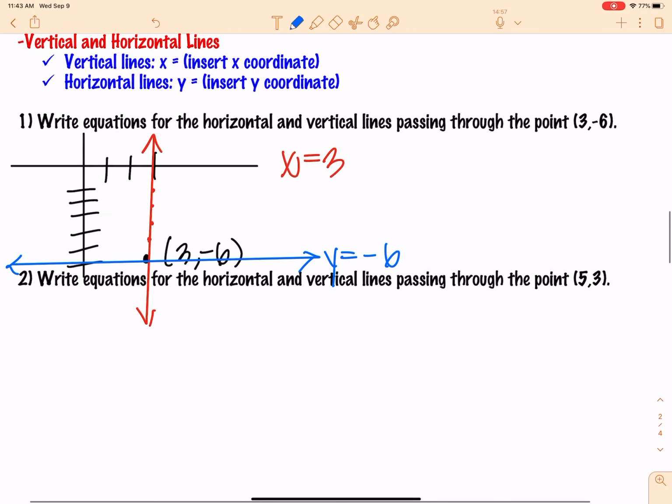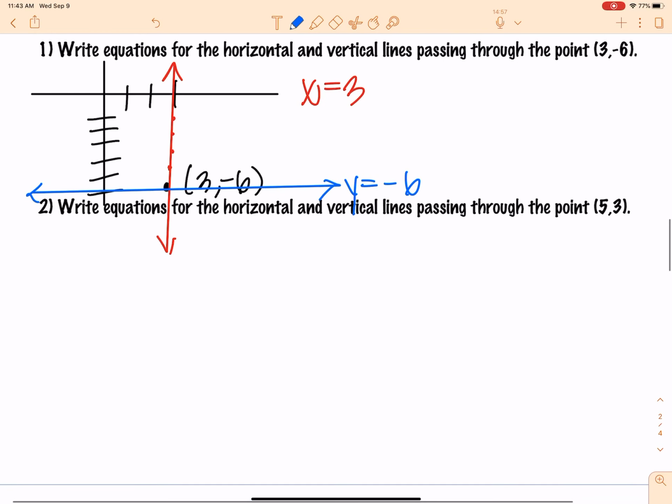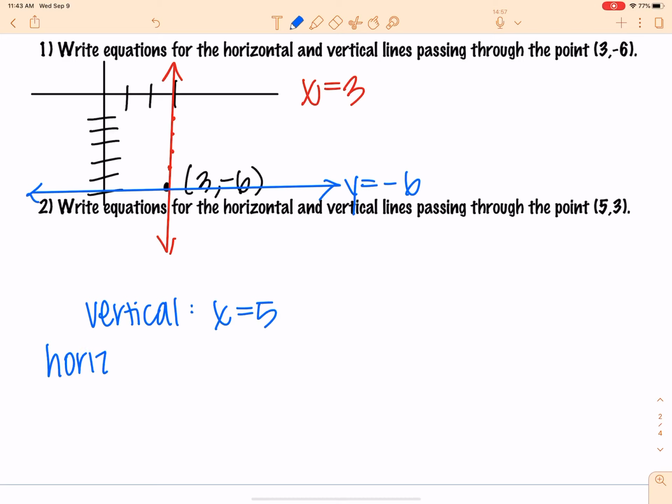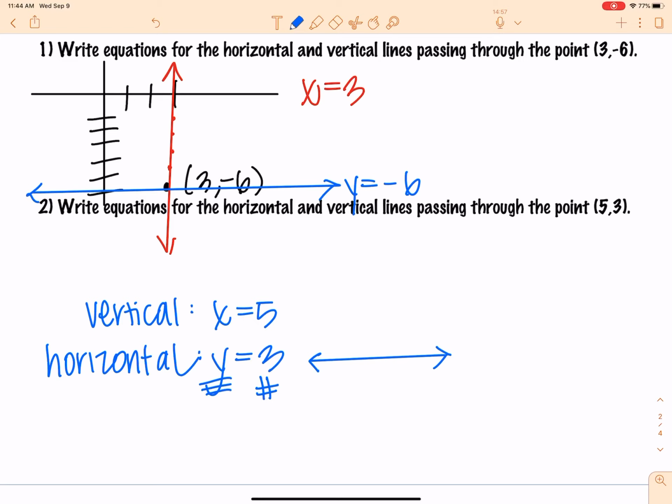All right, so for number 2, it says write equations for the horizontal and vertical lines passing through point 5, 3. So the vertical line, the one that goes up and down, is just an x equals equation, and x equals 5 here. And then your horizontal line is a y equals equation, and that is 3 in this specific case. The y equals equations, the horizontal ones, that's going to come up a lot in the next section. So you guys really need to get it through your brain that a horizontal line is a y equals some sort of number equation, and then you'll be fine.